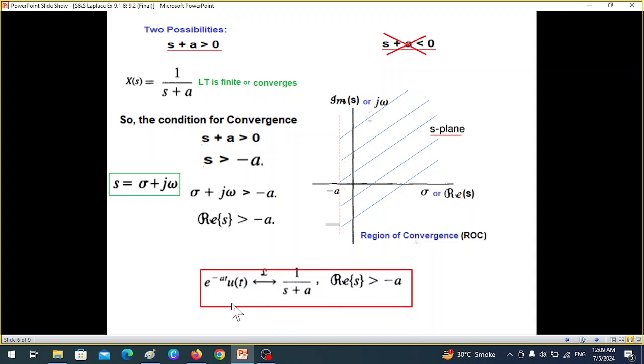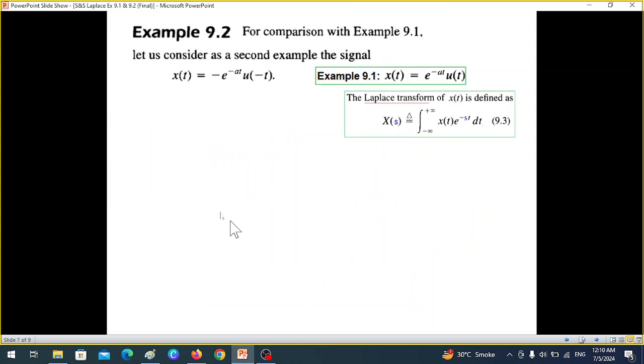The final answer, we can write it like this: this was the input signal, and the Laplace transform of this is 1 over s plus a. This is the magnitude. And for the ROC condition, we have to write that the real part of s is greater than -a. So this is how we write the complete answer. So 9.1 is done. Now let's see 9.2.